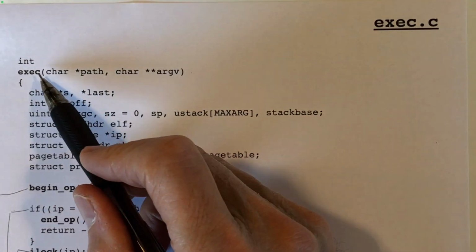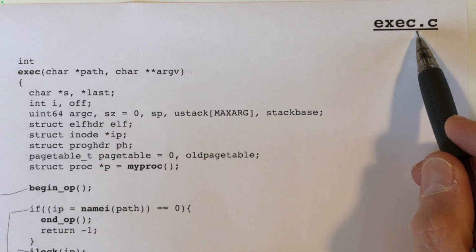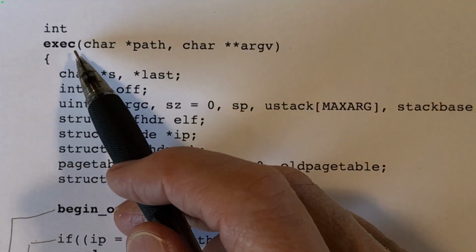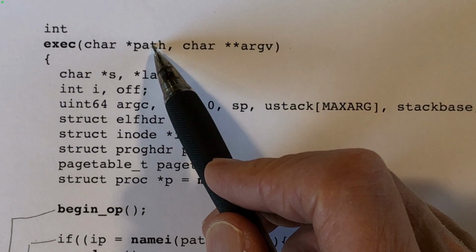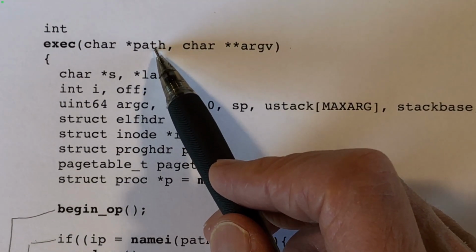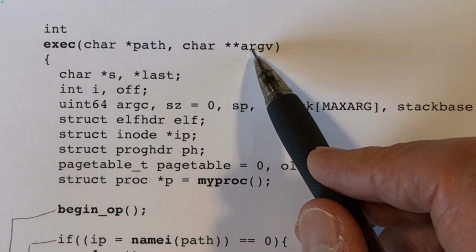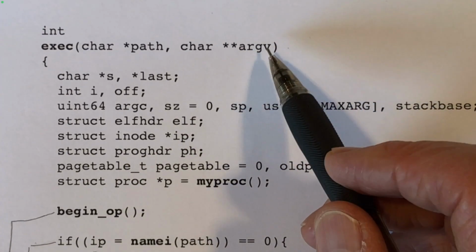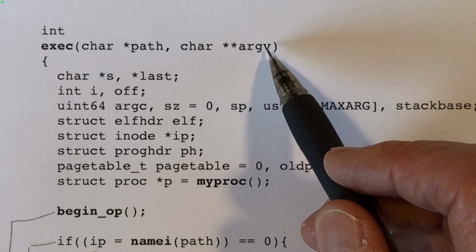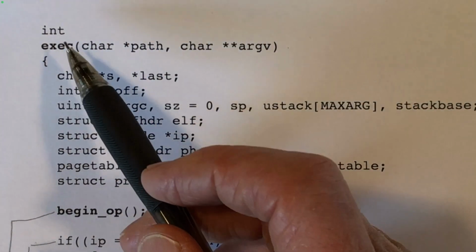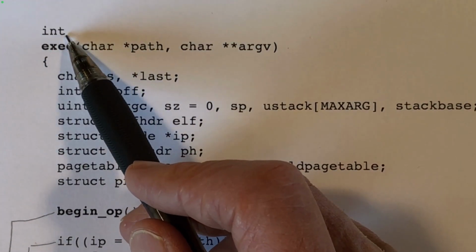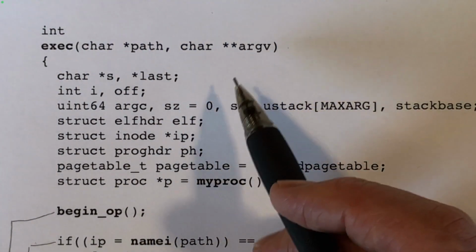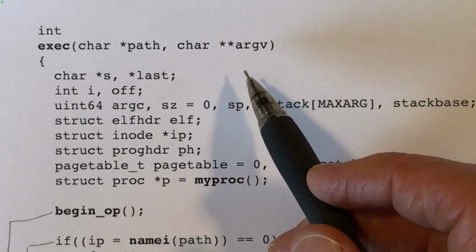Next, let's take a look at the exec function from the file exec.c. This function will complete the work of the exec system call. It's passed a string, which is the path name of the executable file, and a pointer to an array. That array contains pointers to strings, and those are the arguments to pass to the new executable program. It will return -1 if there is a problem, but if everything goes okay, then it will begin executing the new program in the new virtual address space.